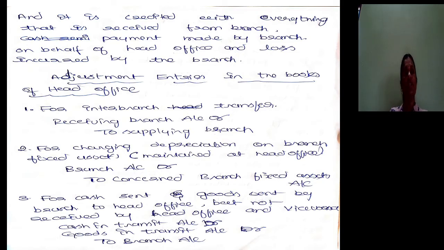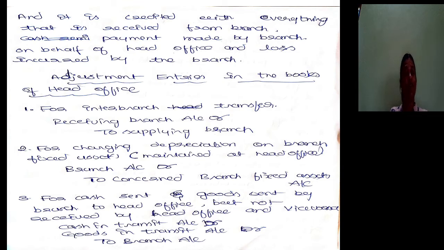All accounts relating to fixed assets of branch, if maintained at head office, we need to charge depreciation. So what's the journal entry? Adjustment entry for depreciation charged on asset of branch maintained at head office. So branch account debtor to concerned branch fixed asset account. So concerned branch account should be debited. Concerned branch, for example, if it is machinery, so branch machinery account should be credited.